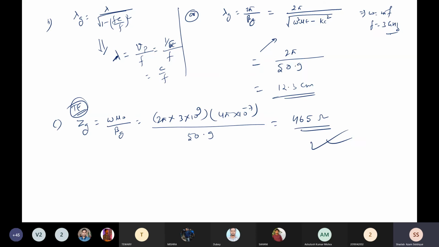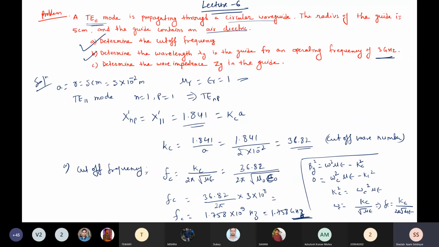Okay, so that's how you can find out any solution. So you should remember these formulas which are asked here. Maybe I can give you a problem in a quiz also. I can give you the TE11 mode propagating, or maybe any mode which is propagating inside the circular waveguide, and the radius will be given, and you will be asked any one of the bits.